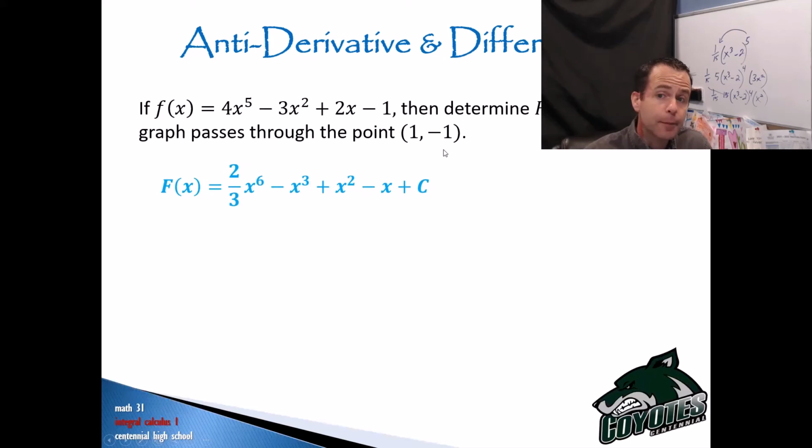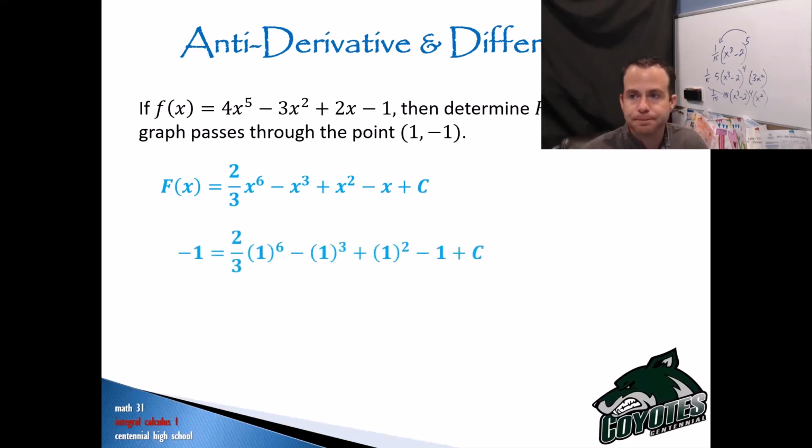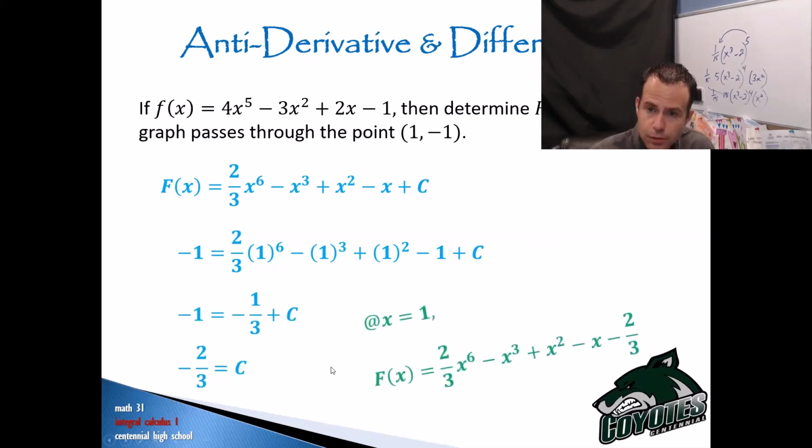Now I know I have the point (1, negative 1), so I'm going to plug in 1 for x and negative 1 for y and solve for c. When I do that, I end up with c being negative 2 over 3. So my conclusion is at x equals 1, the specific equation that this would work for is f of x equals 2 over 3 x to the 6 minus x cubed plus x squared minus x minus 2 over 3. Okay?